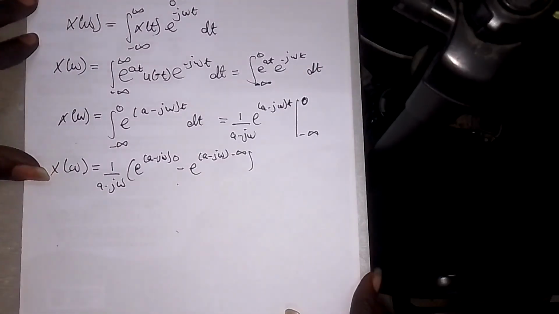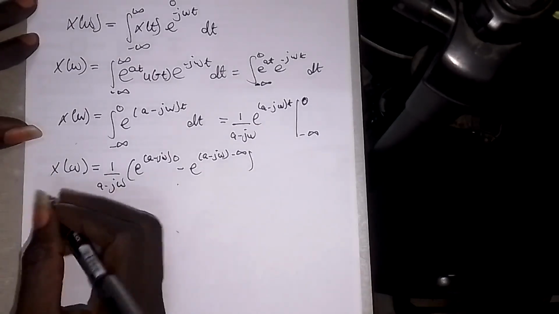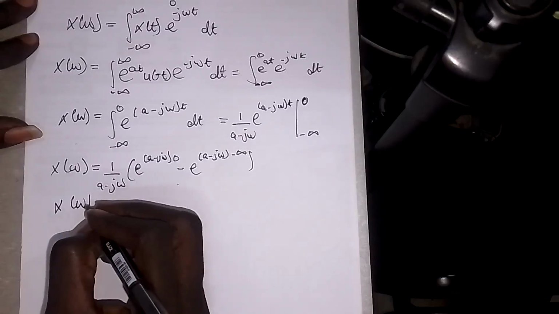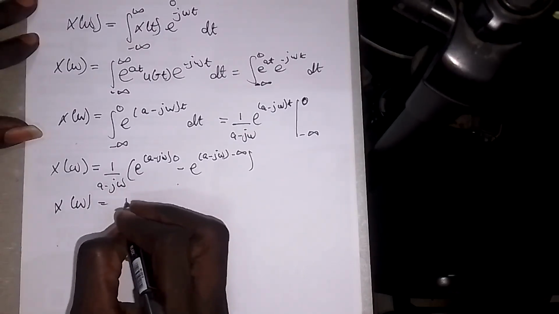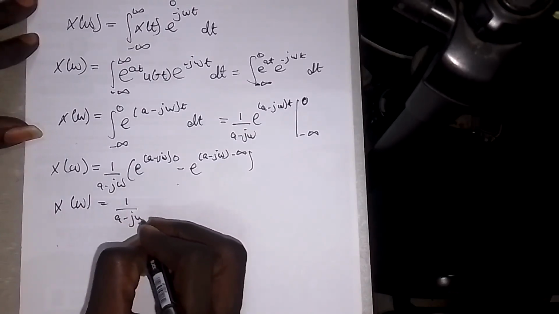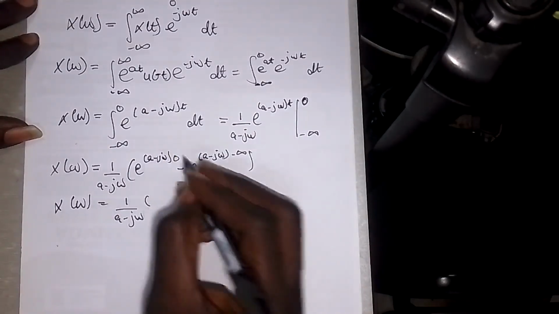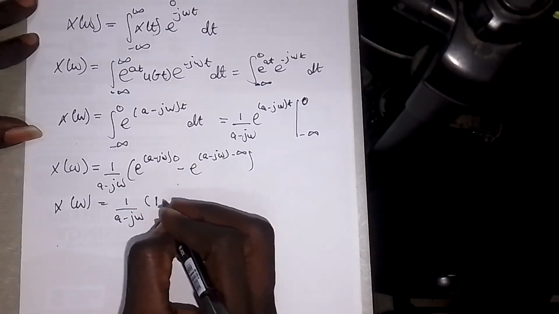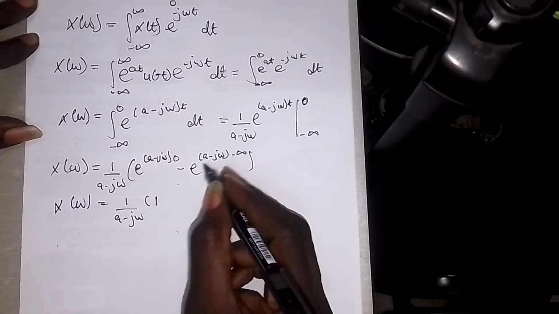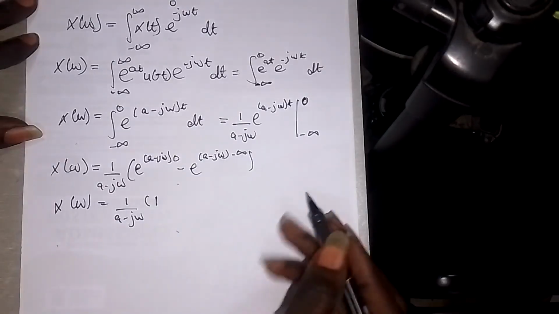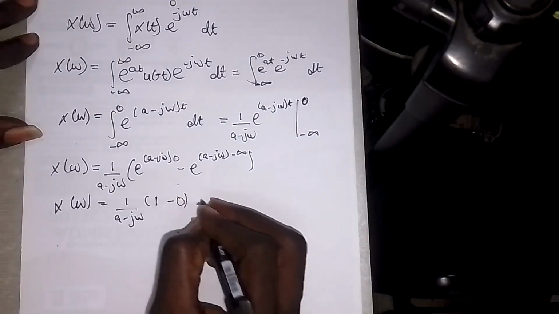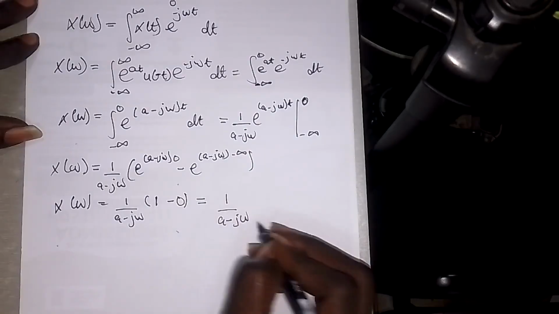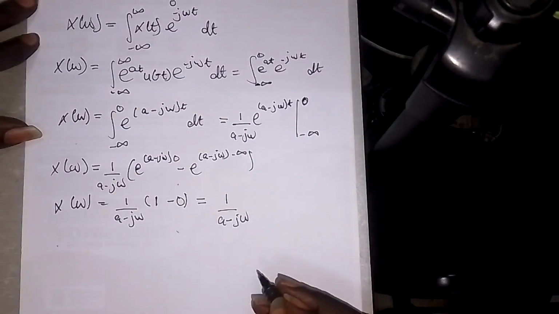So from there, what we can say is that X of omega is now equal to 1 over a minus j omega times e exponent 0, which is 1, and then e exponent minus infinity is 0. So minus 0, which is equal to 1 over a minus j omega. Okay, so that will become our answer.